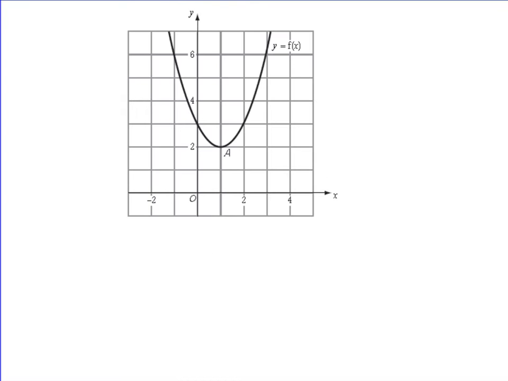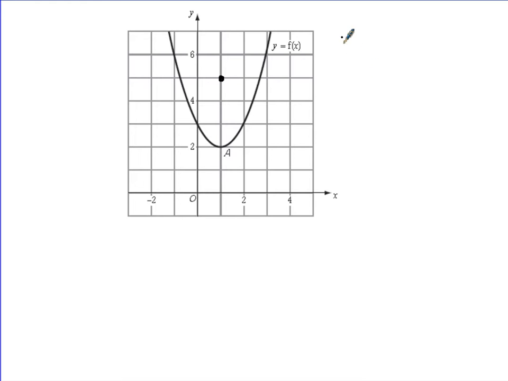We have a graph here called f(x). The only vertex of the graph is at (1, 2). Write down the coordinates of the vertex of the curve with the equation f(x) + 3. Well, plus 3 means that we're going to add 3 to the y value. So the vertex will then move up to here.